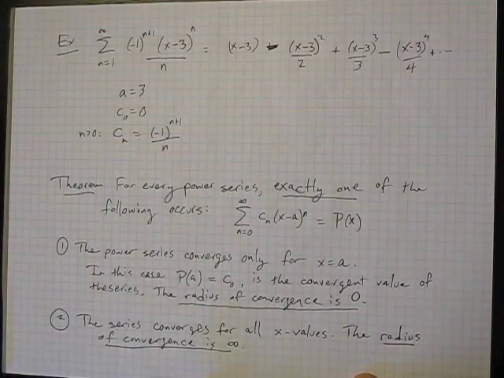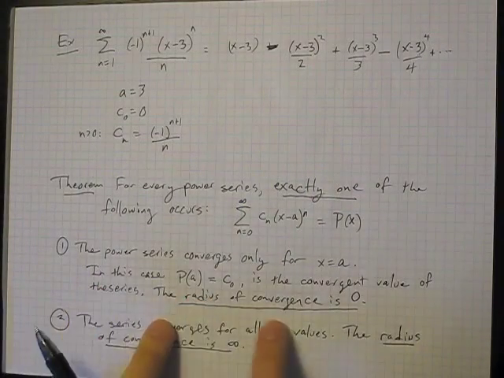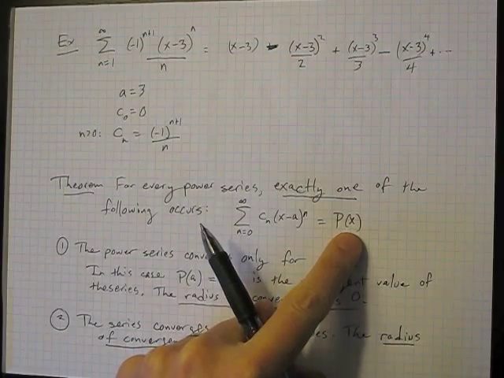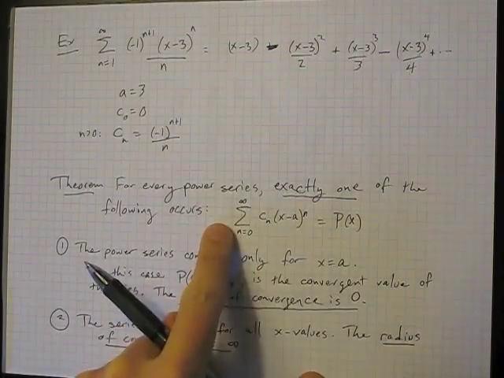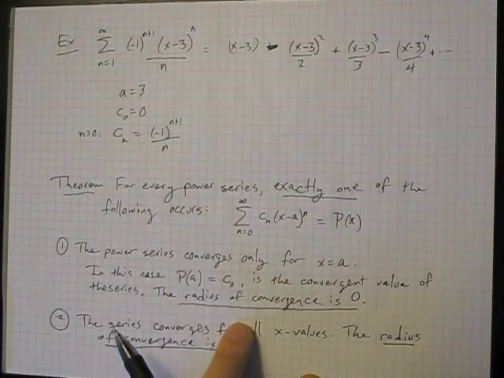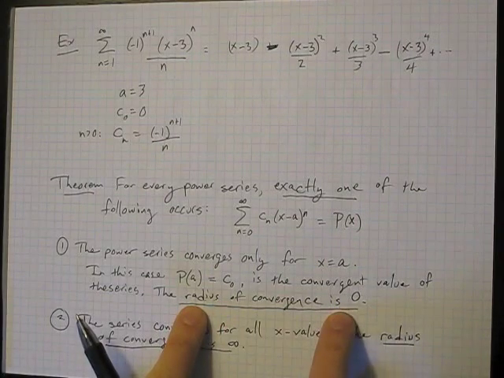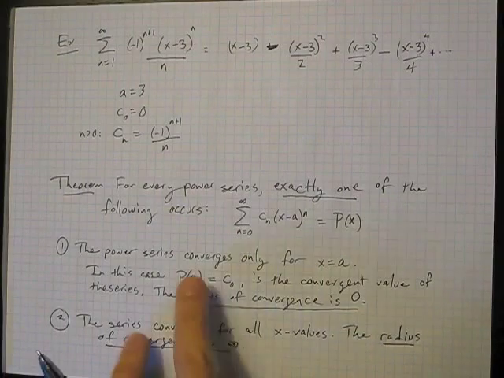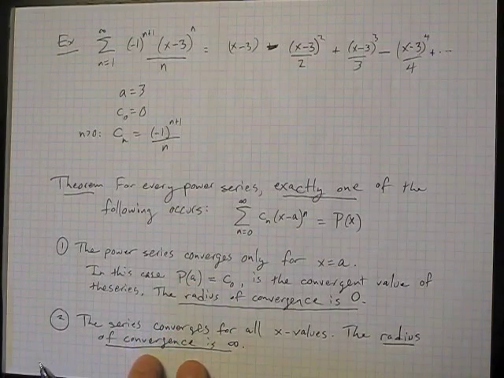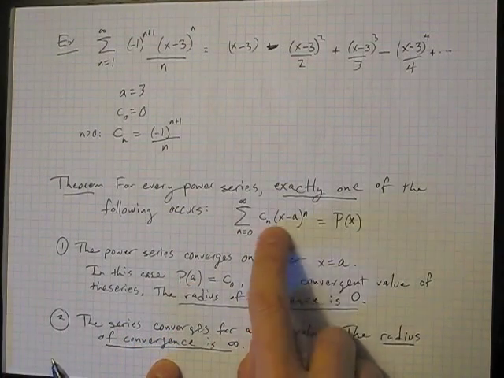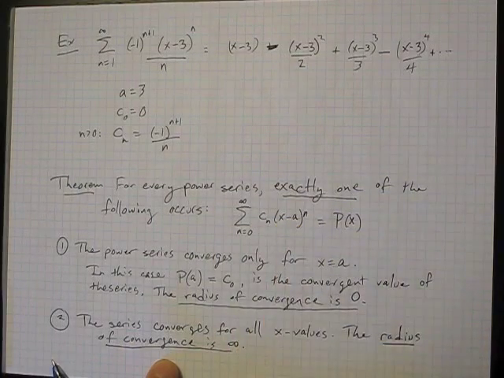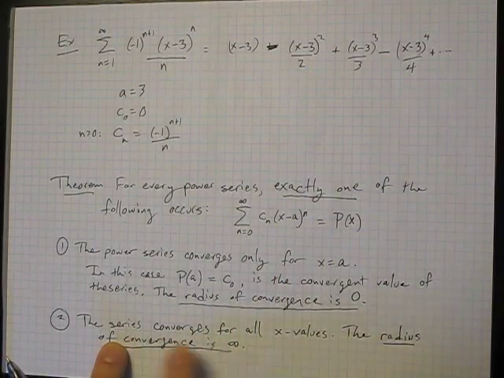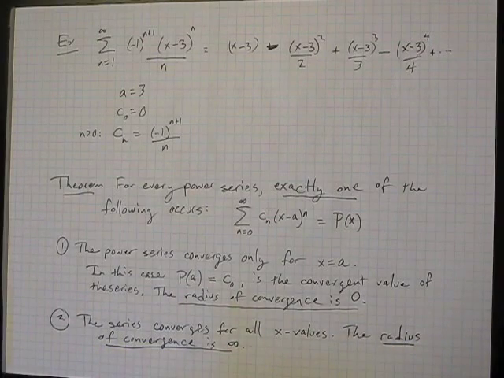Okay, so what that means is that in case number 1, the only number for x that you can plug in that makes this convergent is when x is equal to a. That's the only convergent value: the series converges only at the center. Or, in case 2, you might be able to plug in any value of x and have this be a convergent series. So if the series converges for all x values, we call it the radius of convergence.